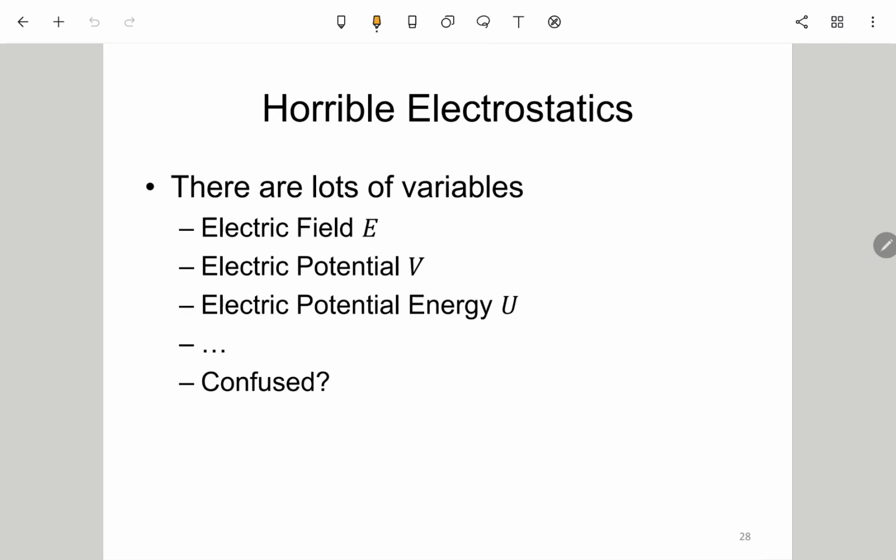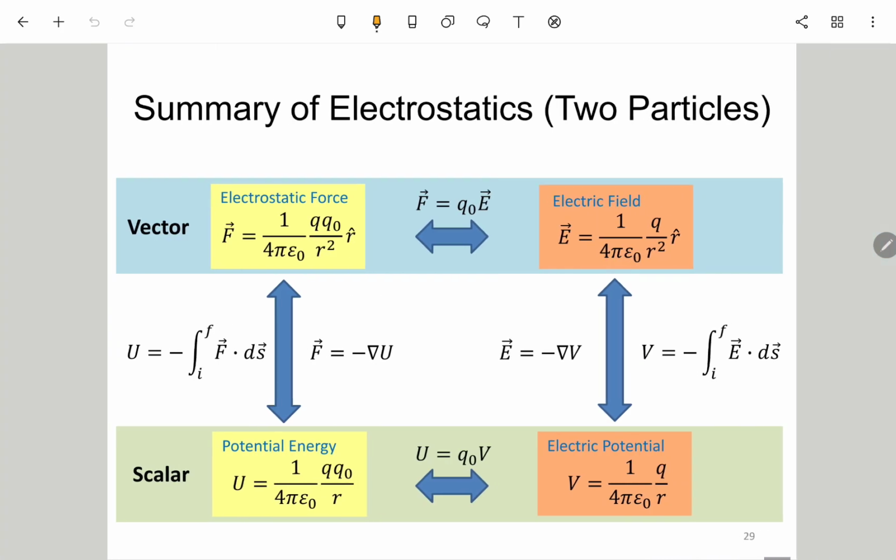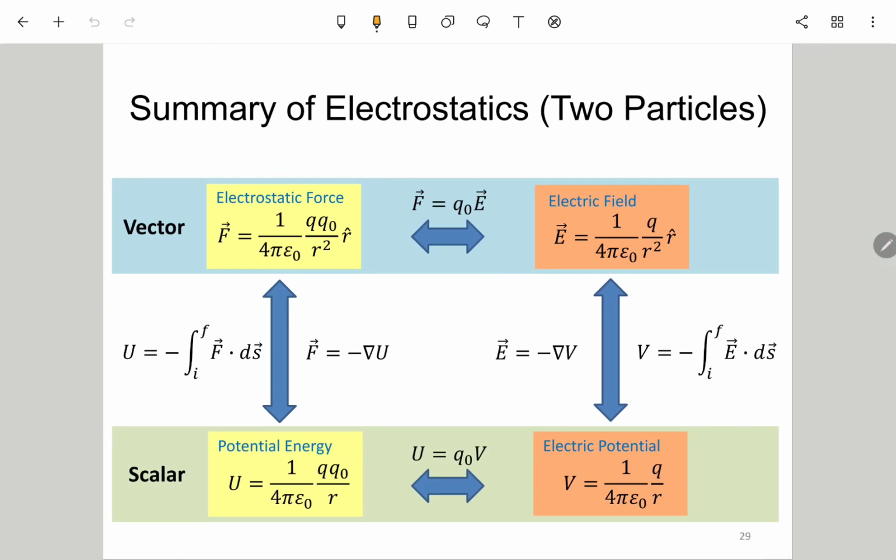So here, we try to summarize the four most important variables that we have already covered. We have an E field, a potential, potential energy, and also Coulomb's law, Coulomb's force. All these formulas have similar expressions but not quite the same, so there is some symmetry between them. Of course, we assume the two-particle case.